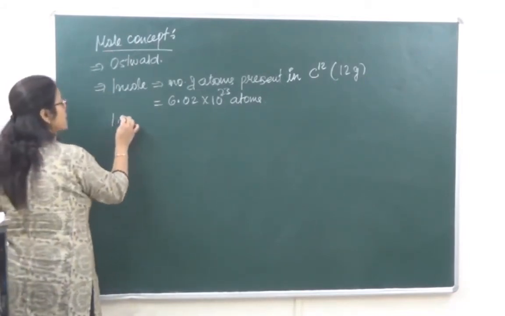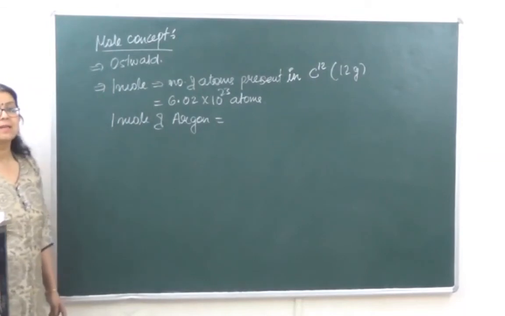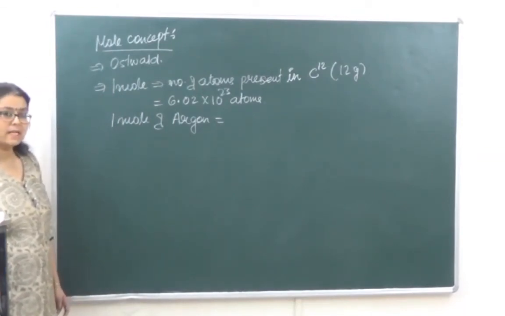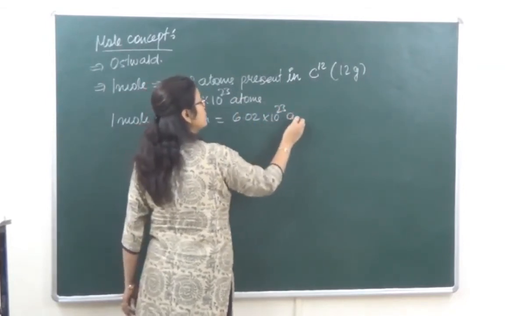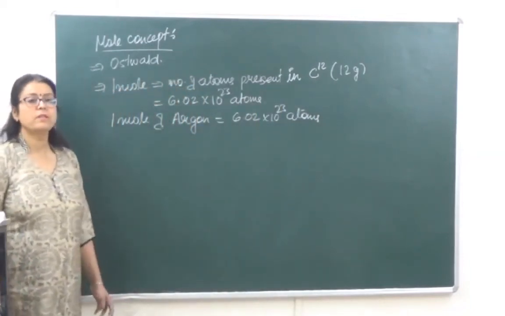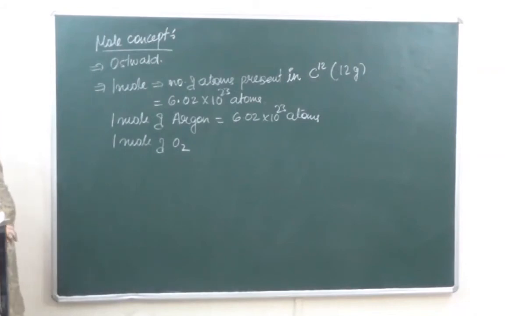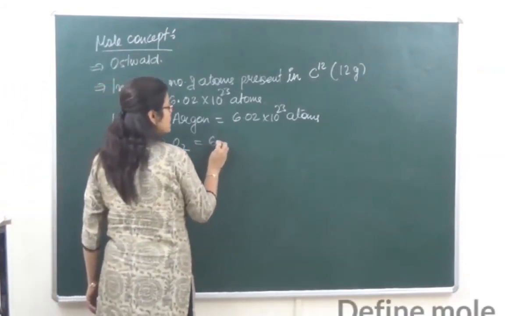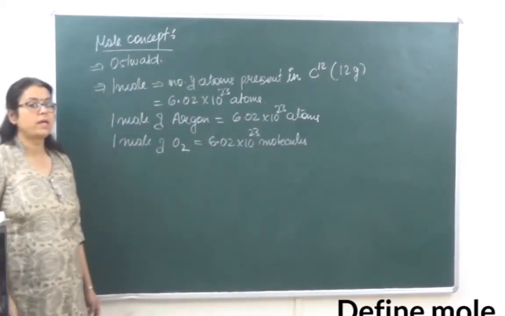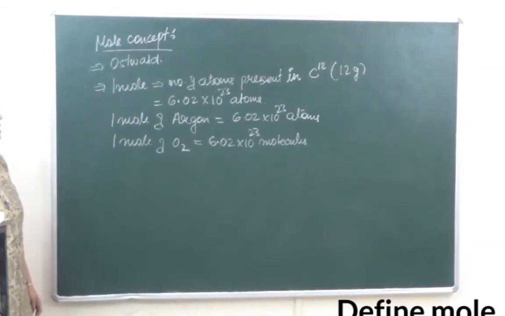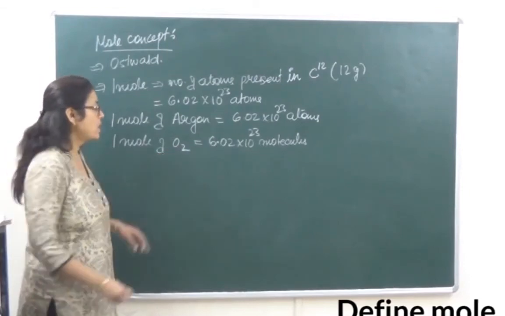For example, if we are taking 1 mole of argon, we know that argon exists as what? It exists as atoms because it is a noble gas, so it will have 6.02 into 10 raised to power 23 atoms present. If we take 1 mole of oxygen, oxygen exists in molecular form, so it will have 6.02 into 10 raised to power 23 molecules. Now if we want to calculate the number of atoms in oxygen, we multiply 6.02 into 10 raised to power 23 with its atomicity.